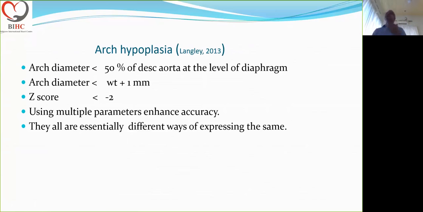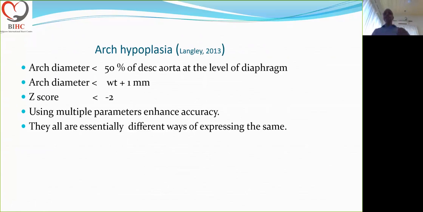In a 3 kg baby, you want the arch to be 4 millimeter. Less than that is hypoplastic. Or you can be very scientific and use the Z-scores. If any arch dimension has a value less than minus 2, that is hypoplastic. But the truth is, you are using multiple parameters to enhance accuracy. They're all different ways of expressing the same. You don't need to swear by one.